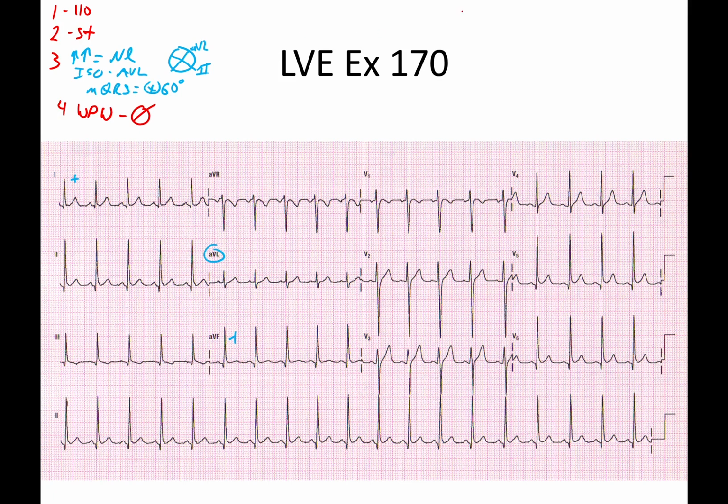Step number 5, we're going to look at lead 2 and lead V1. And what are we looking for? Well, we're looking for peaked P waves. And I don't see anything that really resembles a peaked one. So we don't have right atrial enlargement. But do I have any kind of widened or M-shaped P waves? Not really.